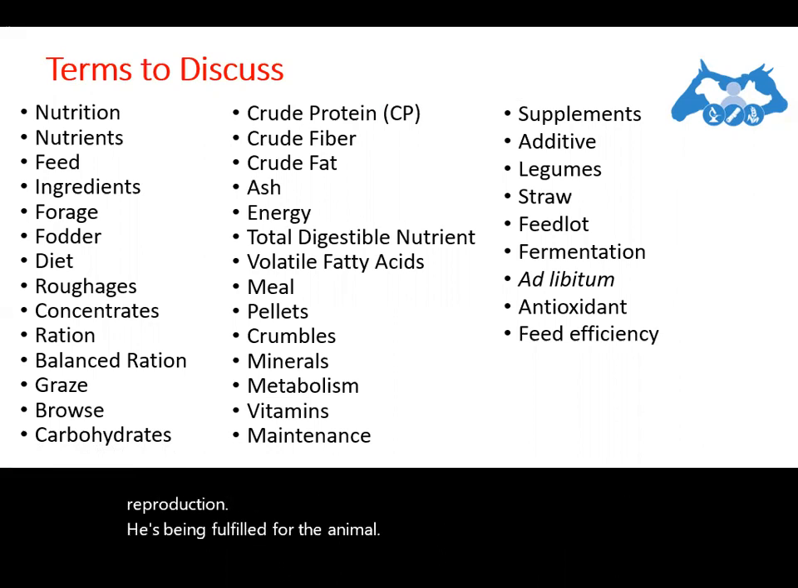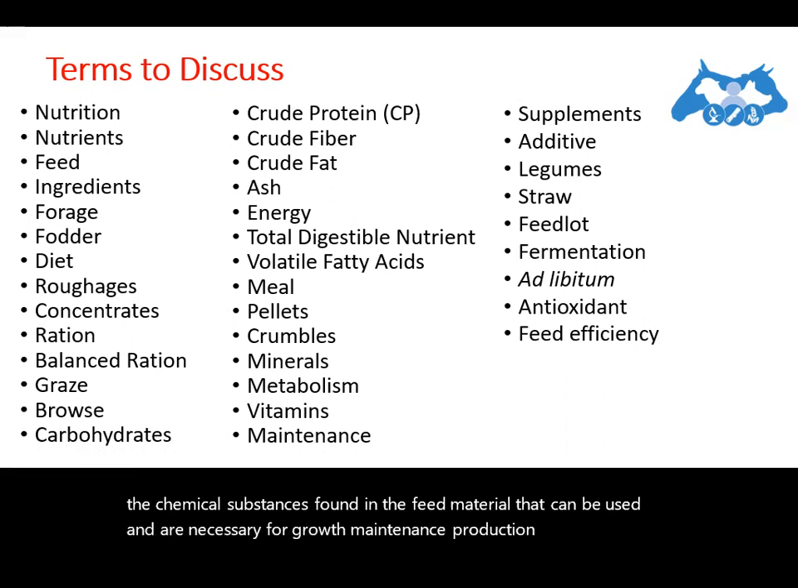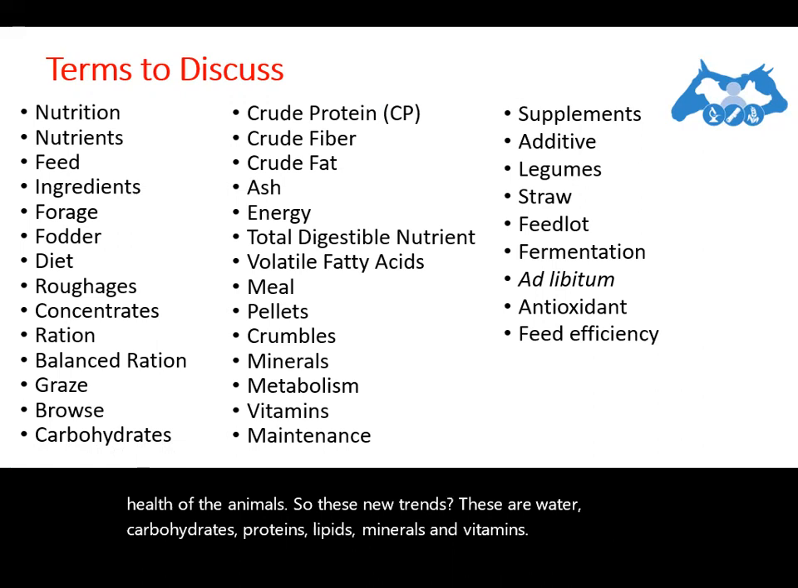So this was nutrition. Then we talk about nutrients. What are nutrients? The chemical substances found in the feed material that can be used and are necessary for growth, maintenance, production, and health of the animals. These nutrients are water, carbohydrates, proteins, lipids, minerals, and vitamins. All these are nutrients.